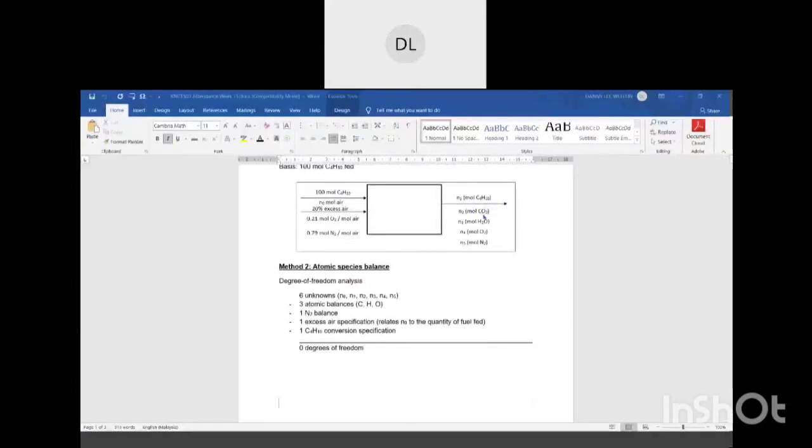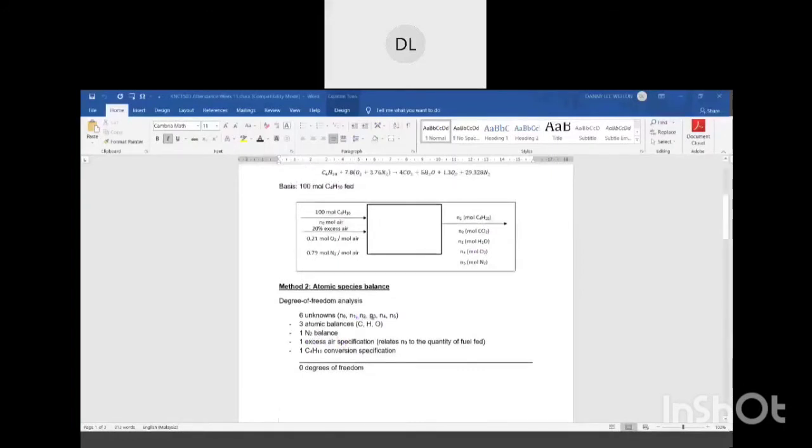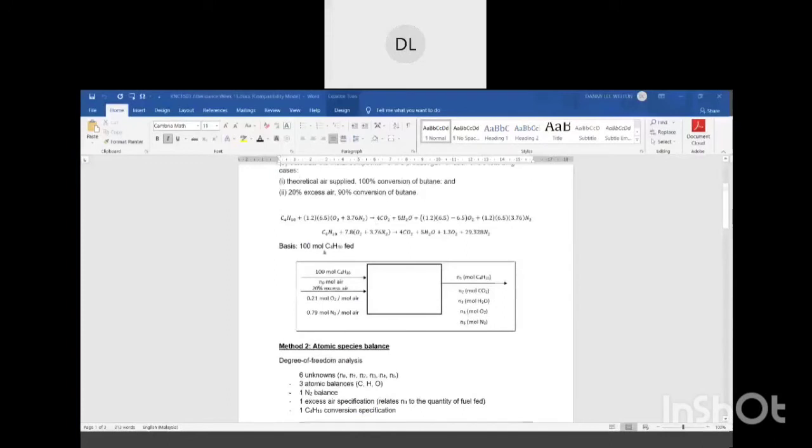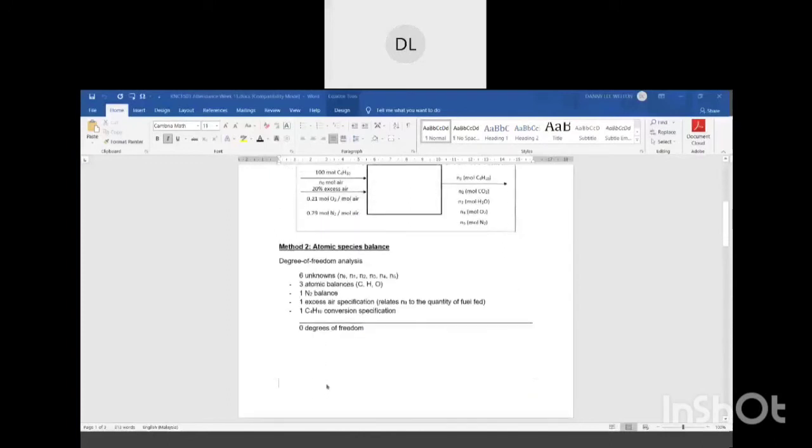So then we minus 3 atomic balances, which is the elements C, H, and O. And then we got 1 nitrogen balance, minus 1 excess air specification, which relates N0 to the quantity of fuel fed, and 1 butane conversion specification, which is 90% conversion of butane. So we get 0 degrees of freedom, which means it is solvable. Okay, now we go to theoretical.